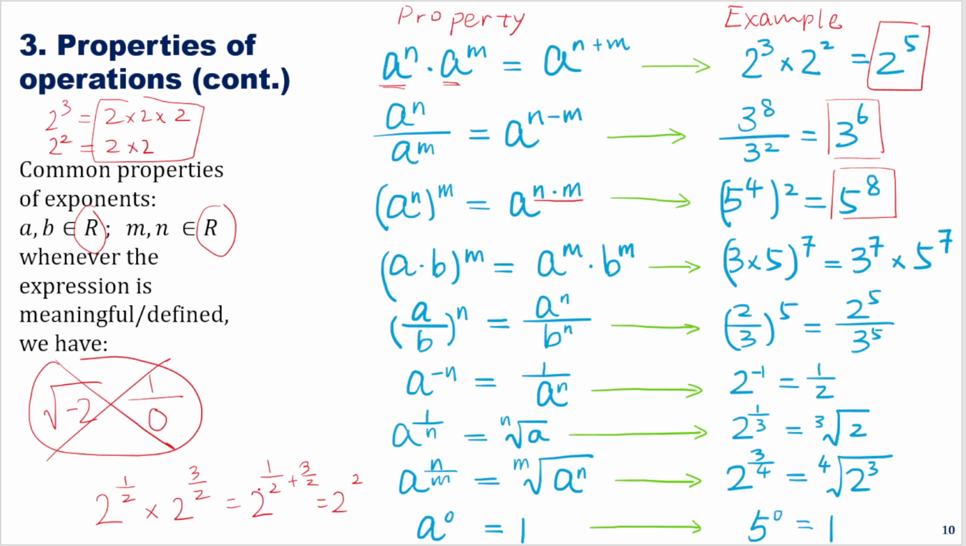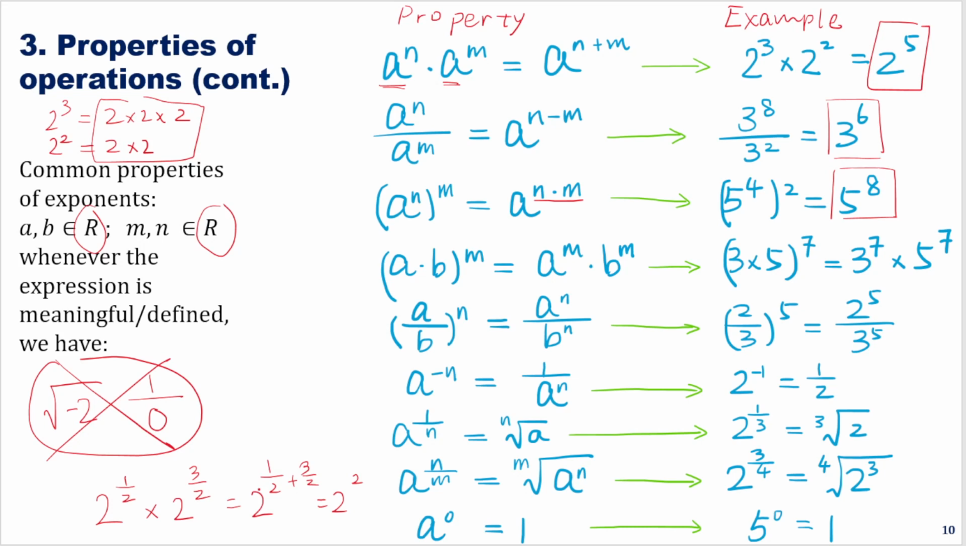And next, a over b, a fraction, raised to the power of n. This gives us the numerator to the power of n over the denominator to the power of n. For example, 2 over 3 to the power of 5 gives us 2 to the power of 5 over 3 to the power of 5.